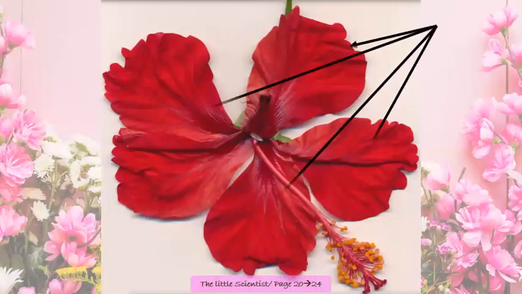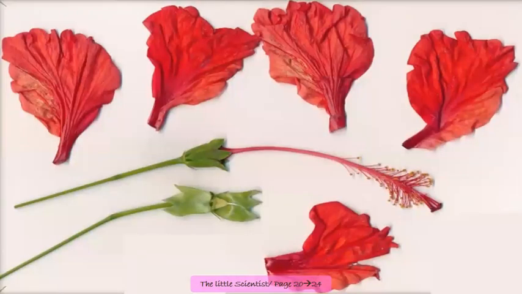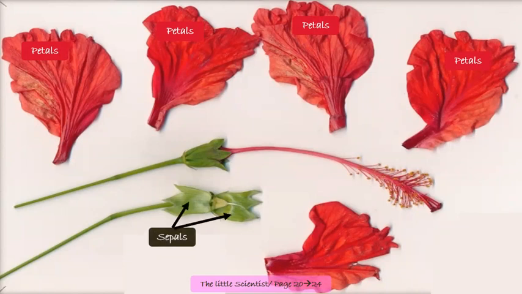Let's see. What do we call these? Petals. Perfect. These are the petals of the flower. What about this? What is this? Again, here we have petals. Petals are the colorful parts of the flower. Here we have the sepals. Sepals look like leaves, but they are not leaves, and they protect the flower when it's a bud, when it's young, and when it's growing.